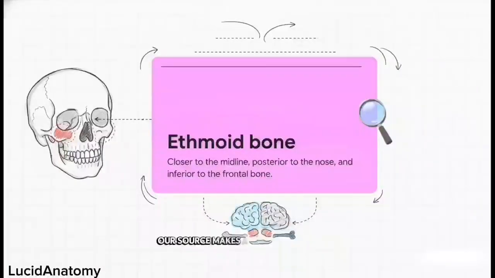Now, our source makes a very specific point to call this one out as being notoriously difficult to visualize. And look at its coordinates. It's closer to the midline, posterior or behind the nose, and inferior to or below the frontal bone. It is tightly wedged right in the deep center of your head, basically separating the nasal cavity from the brain. It's totally hidden, but structurally, it's absolutely vital.